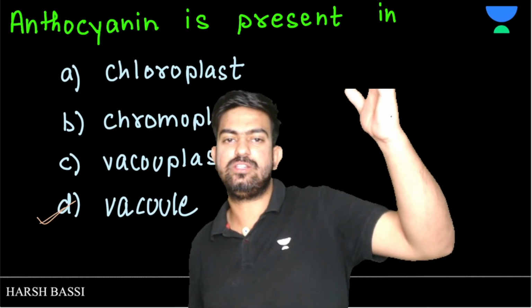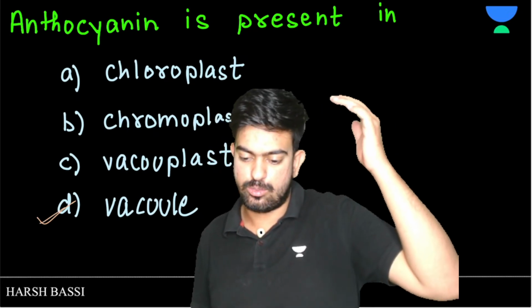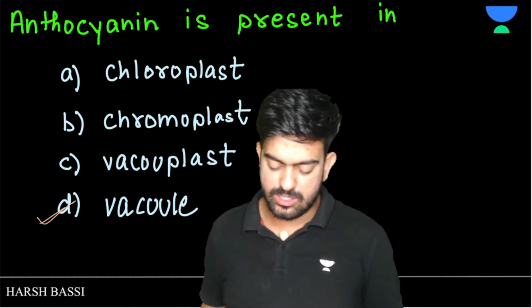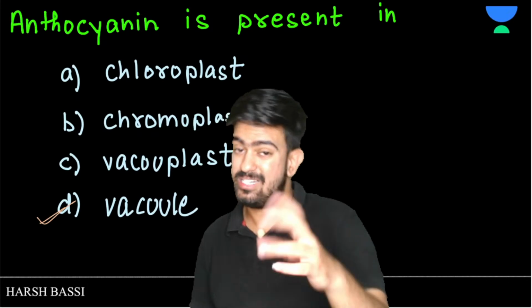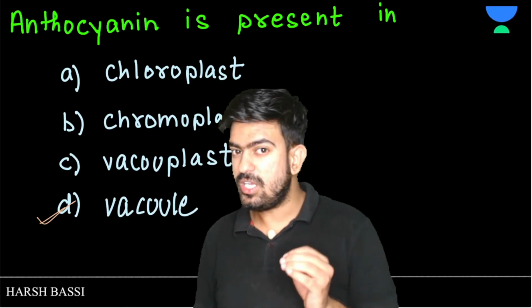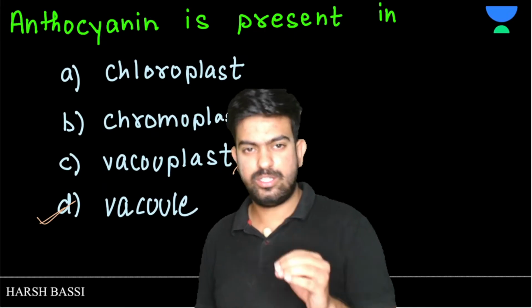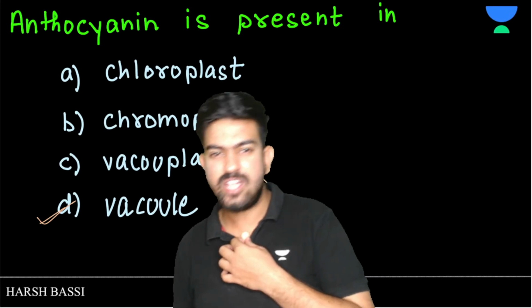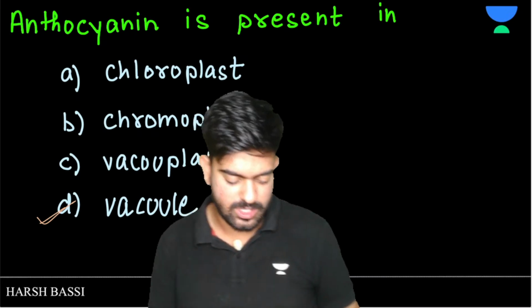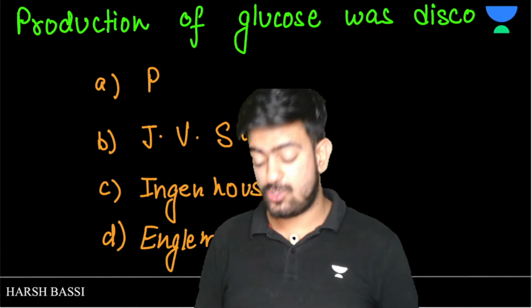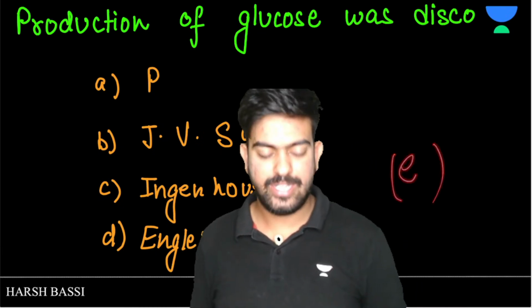Why? It's not present in chloroplast, neither is it present in chromoplast. Anthocyanin is a pigment which is present in the vacuole. And there is no such thing as vacuoplast. If you chose this answer, seriously, if you thought that vacuoplast can also be something, no, it's nothing. So just ignore option C. Clear?